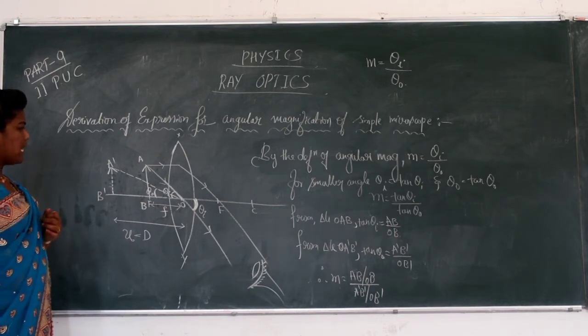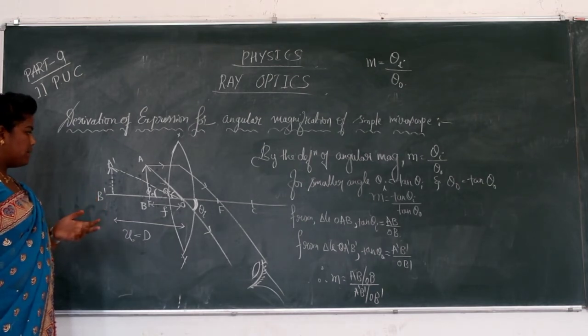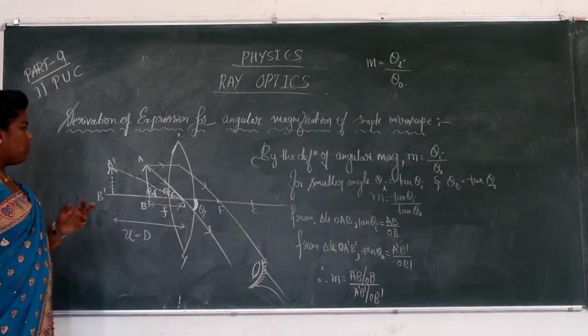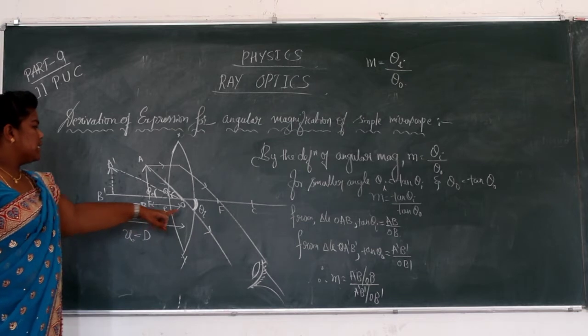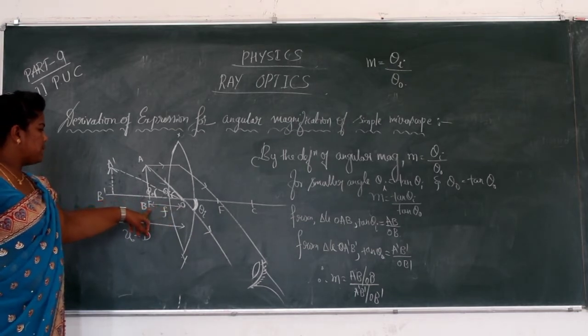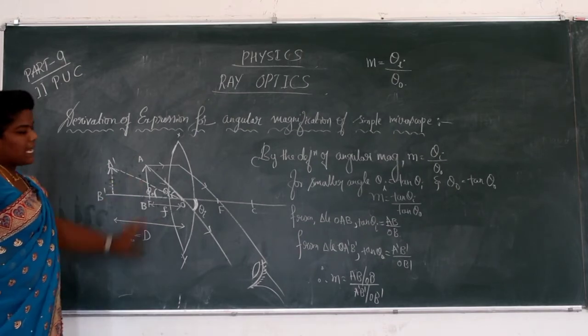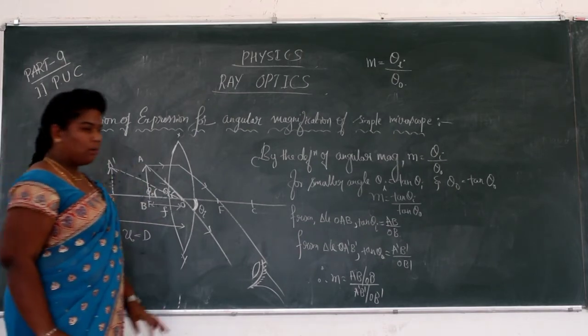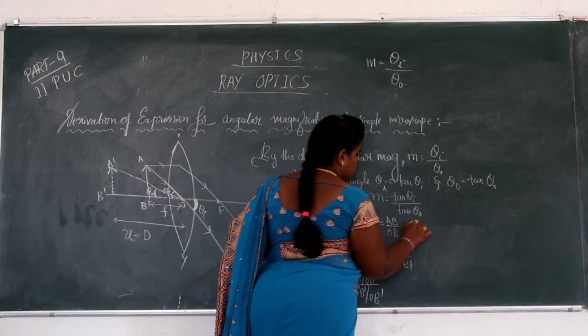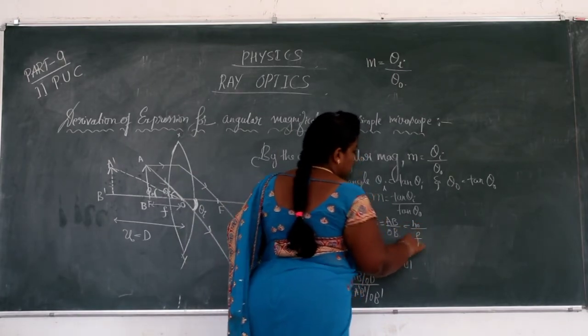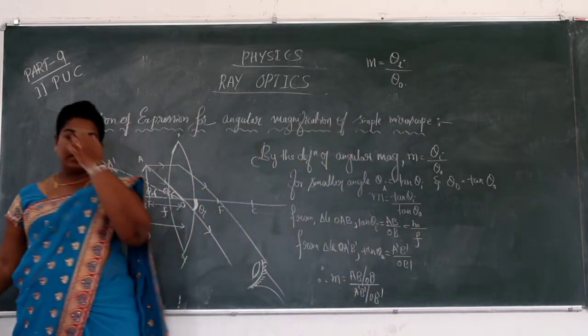So okay, what is AB? Because it is opposite by adjacent when it comes to the question. OB is the distance between the optic center and the principal focus, called the focal length. Then what is AB? AB is the height of the object. So you can write it as h naught divided by small f.